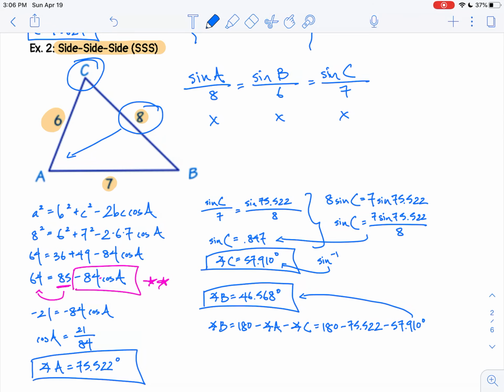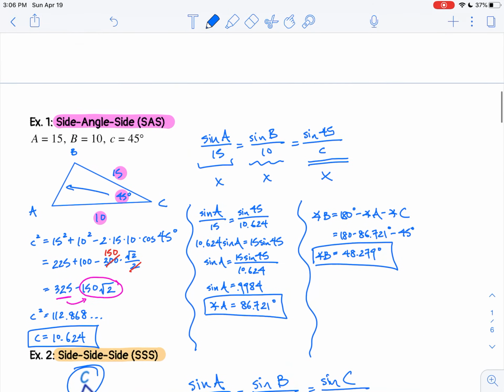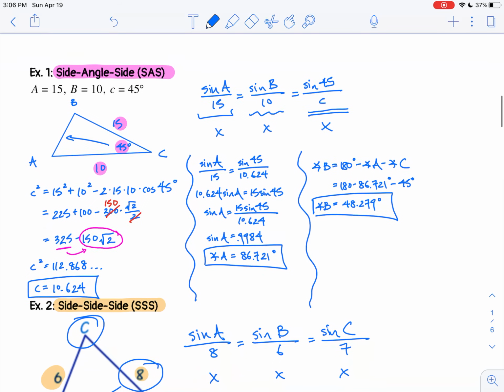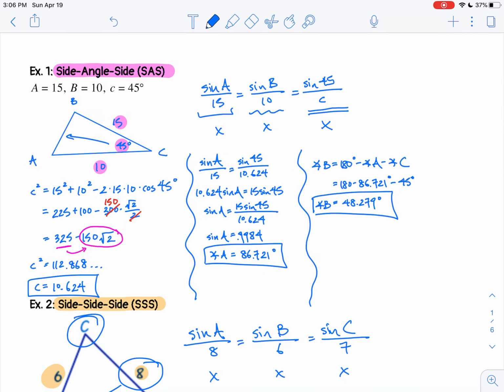So side, side, side is a very classic law of cosines case, and so is side, angle, side, also very classic law of cosines case. But if you can't remember that, again, you can always try starting with law of sines like we did here, and when we started that, there just wasn't enough information. Okay, so that's kind of how we make those decisions. Start with law of sines. If it doesn't work, then try law of cosines, all right?